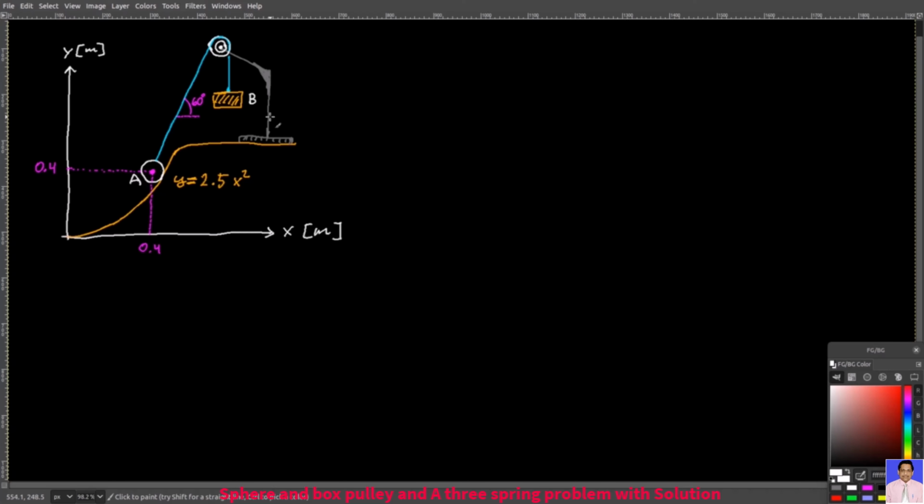Welcome back. Here we have this structure. You can see that you have this parabolically shaped curve on which you have a sphere, and then a cable goes from the sphere over a pulley, and then you have a box on the other side. This parabolically shaped hill, from this point here up until this point here, follows this parabolic function.